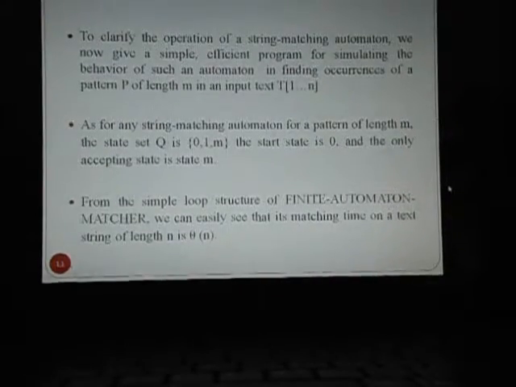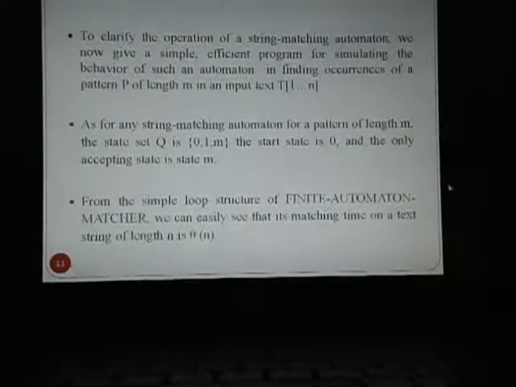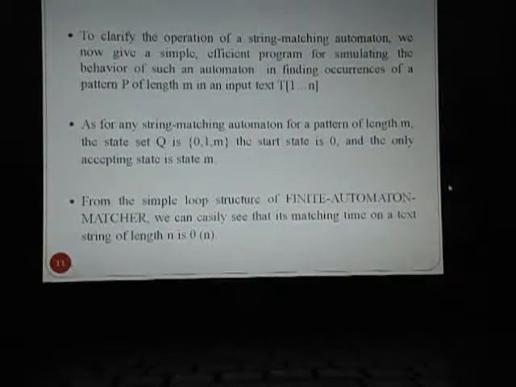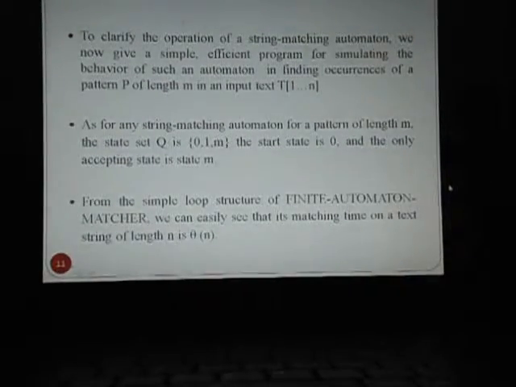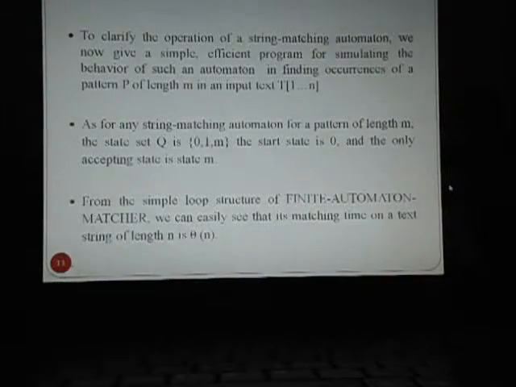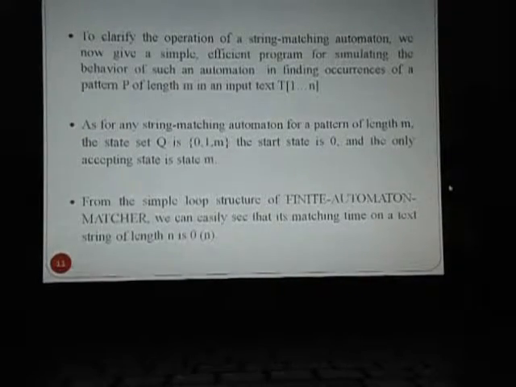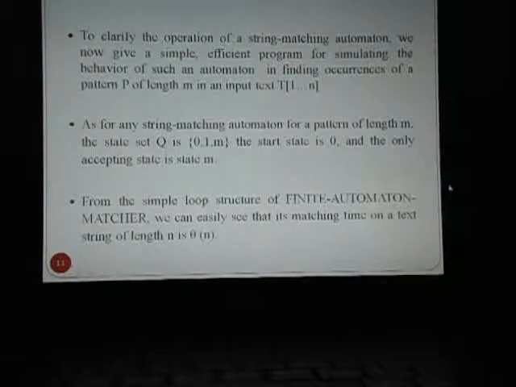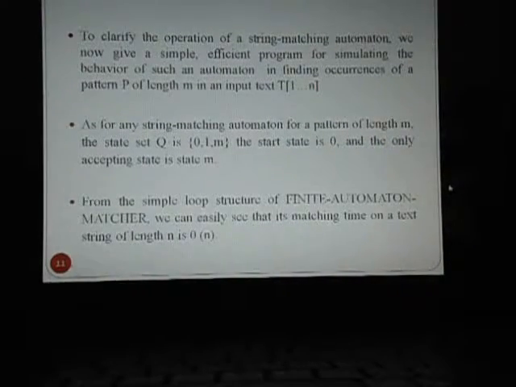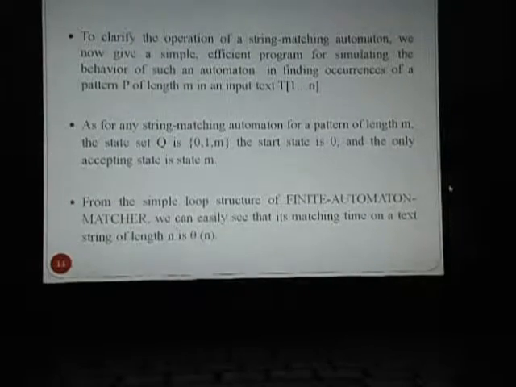To clarify the operation of the string matching automata, we now give a simple efficient program for simulating the behavior of such automata in finding the occurrences of the pattern P of length m in an input text T[1 to n]. As for any string matching automata for a pattern of length m, the state set Q is 0 to m. The starting state is 0, and the only accepting state, that is the final state, is m. From the simple loop structure of the finite automaton matcher, we can easily see that its matching time on a text string of length n is theta of n.